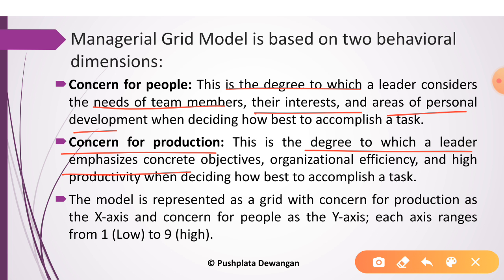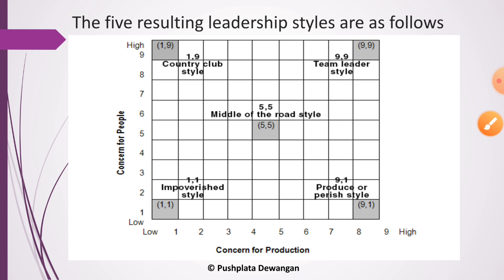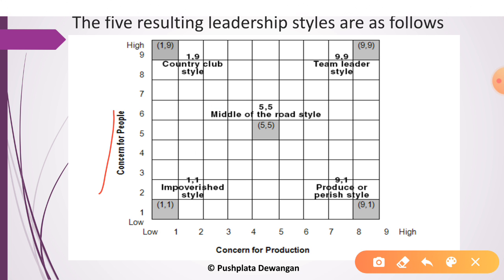So this model is represented in a grid format where concern for people is on the y-axis and concern for production is on the x-axis. There are five resulting leadership styles in the managerial grid.